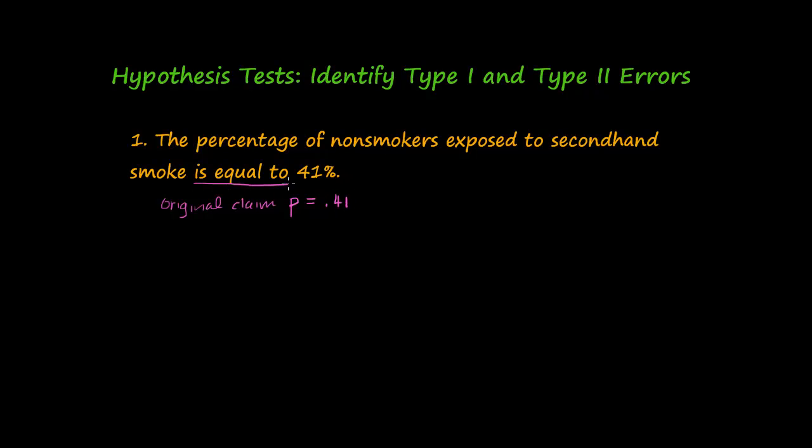Is equal to 41% or 0.41. So our null hypothesis, P is equal to 0.41. It always contains the equal sign. The competing claim is that P is not equal to 0.41. That covers all other conditions. And that turns out to be our alternate hypothesis.